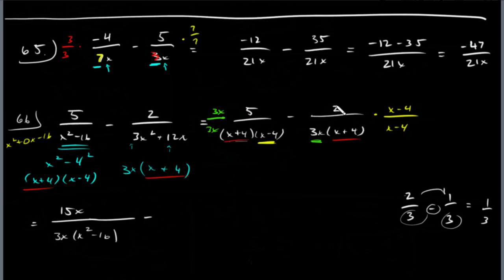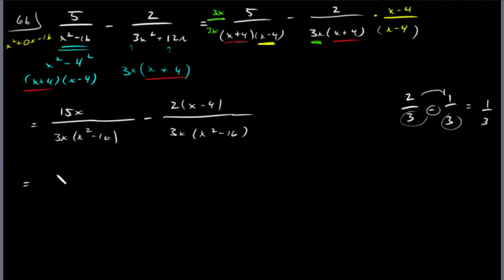Alright, then you've got the 2 times the x plus 4 quantity, or minus 4 quantity, over, and now you've got the 3x again, and then you've got the x plus 4, x minus 4. So that creates again the x squared minus 16. And if you notice, doing this got us a common denominator, 3x times the quantity x squared minus 16. And now you just subtract across the top. You've got 15 minus 2 times the quantity x minus 4, all over 3x times the quantity x squared minus 16.